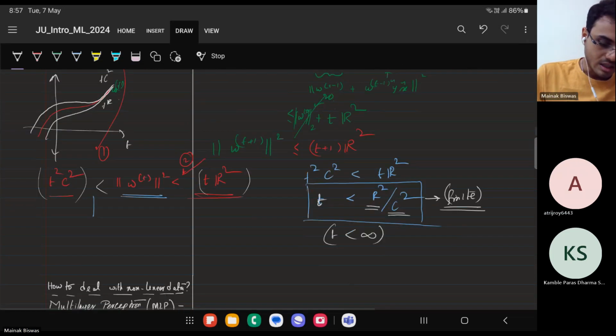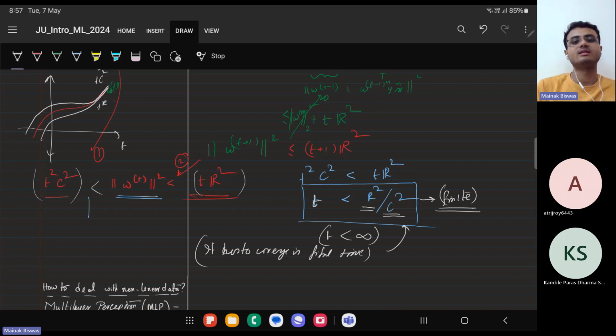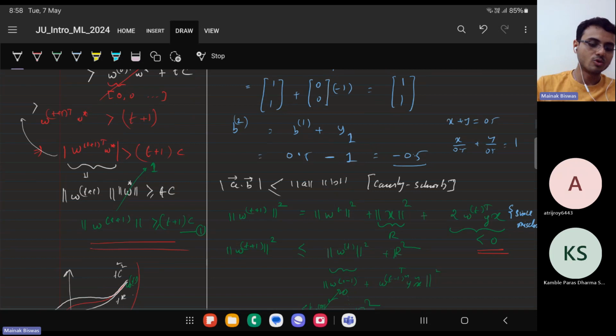So it has to converge in finite time. And that exact value I know: r square by c square, the largest data point divided by the minimum gap that the optimal classifier has with the model. Okay, so it has to converge. Any questions regarding the proof?